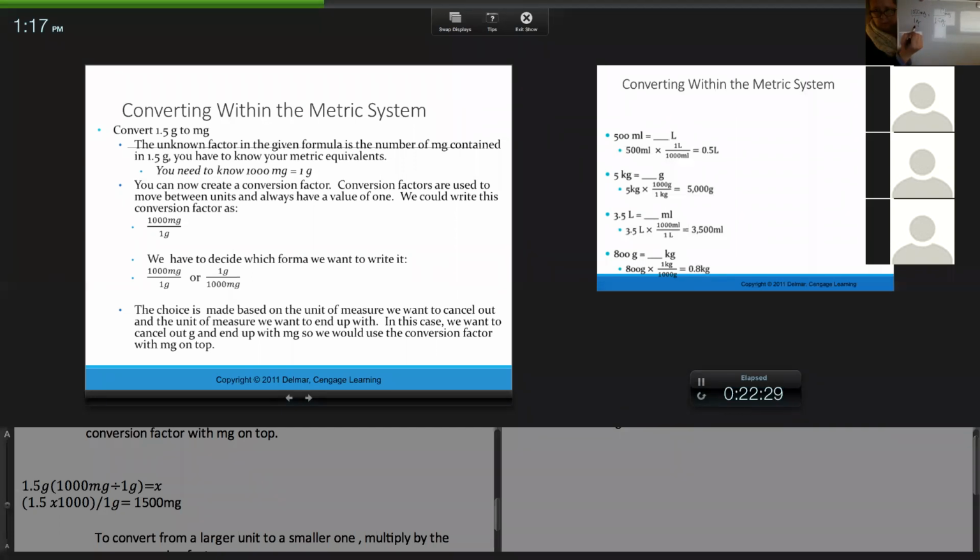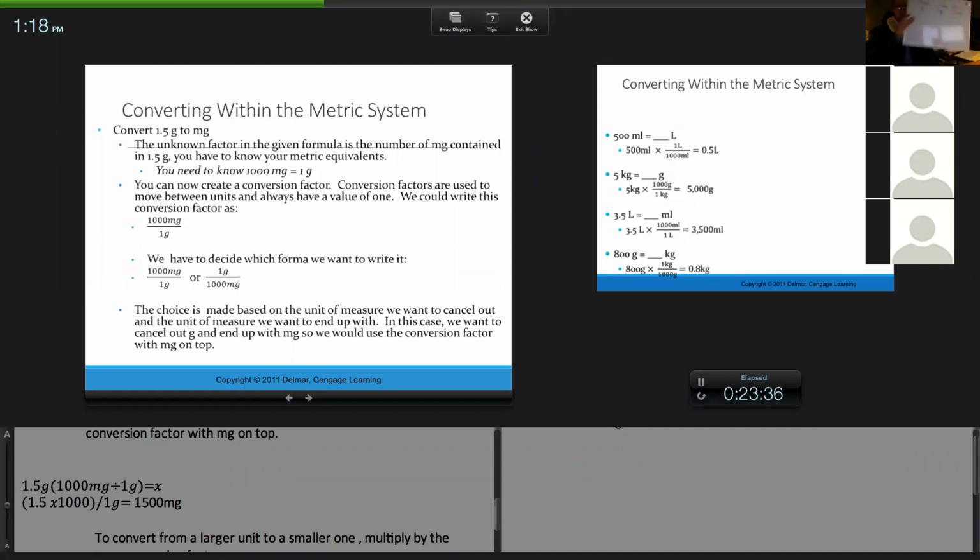Okay, so I have 1,000 milligrams over 1 gram. I don't know how many milligrams I have, but I know I have 1.5 grams. So what you're going to do is cancel out what we know. 1 times 1,000 times 1.5. I apologize, the glare is terrible. But what you have here is we canceled out the grams, and that gives us 1.5 times 1,000, which equals 1,500. So there's 1,500 milligrams in 1.5 grams.